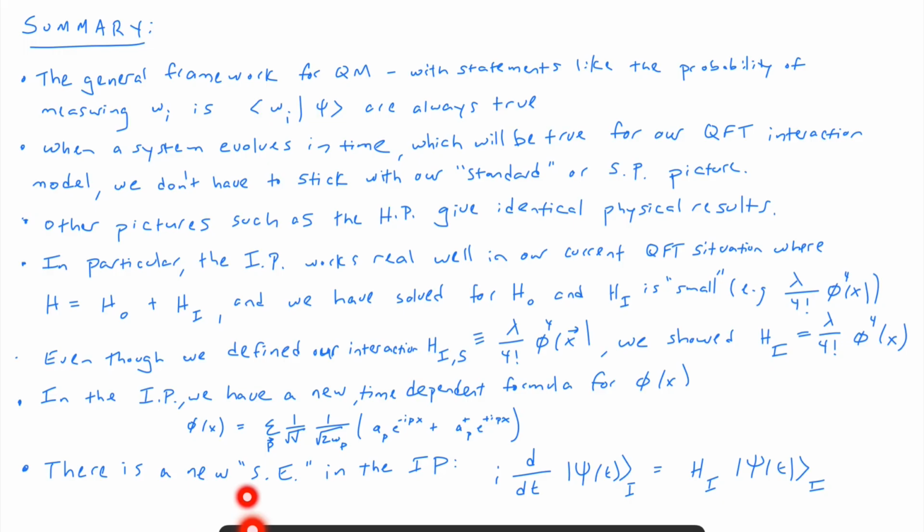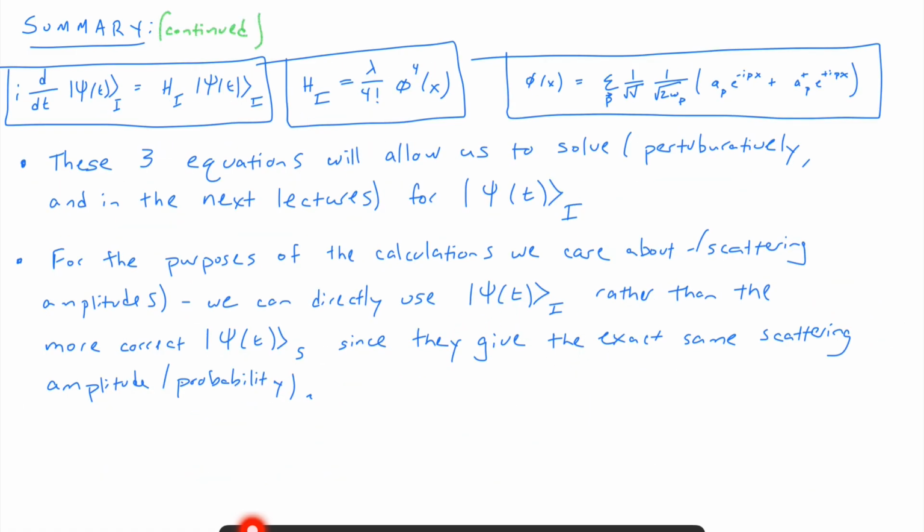As we talked about, there's a new Schrödinger equation in the interaction picture, which has almost exactly the same form, except everything's in the interaction picture. Here, the ket is in the interaction picture, and the Hamiltonian perturbation, H I, is in the interaction picture, but happens to have the very same form as this, which is actually in the Schrödinger picture. These 3 equations become very important, and they'll allow us to solve perturbatively in the next lectures, ultimately for this ket, at the final time after all of our interactions are done, called t.